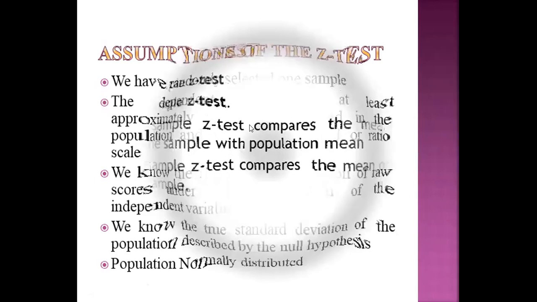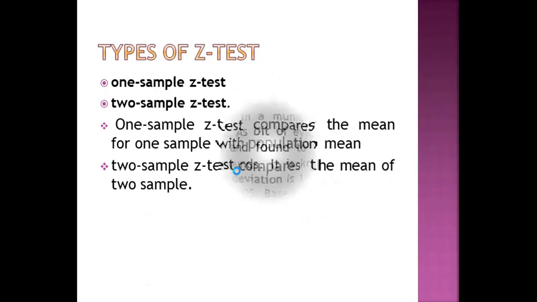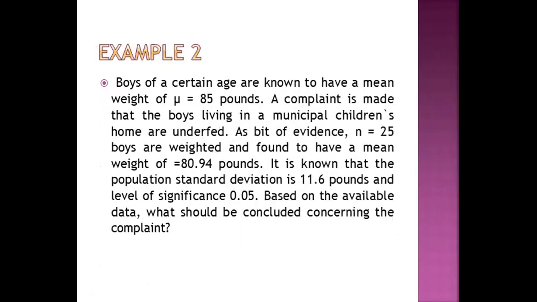Therefore, the main types of z-test are two: the one sample z-test or the two sample z-test. In the one sample z-test, we compare the mean of a sample with the population mean, whereas in the two sample z-test there are two samples and we compare the means of the two samples. In this presentation, I only focus on the one sample z-test.